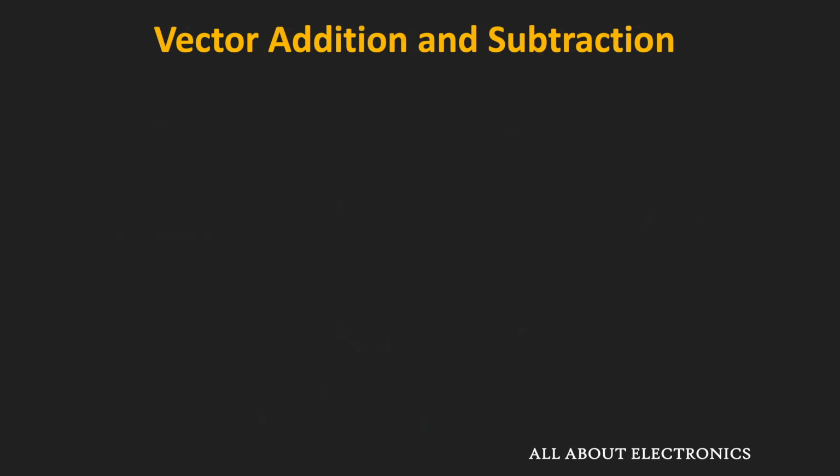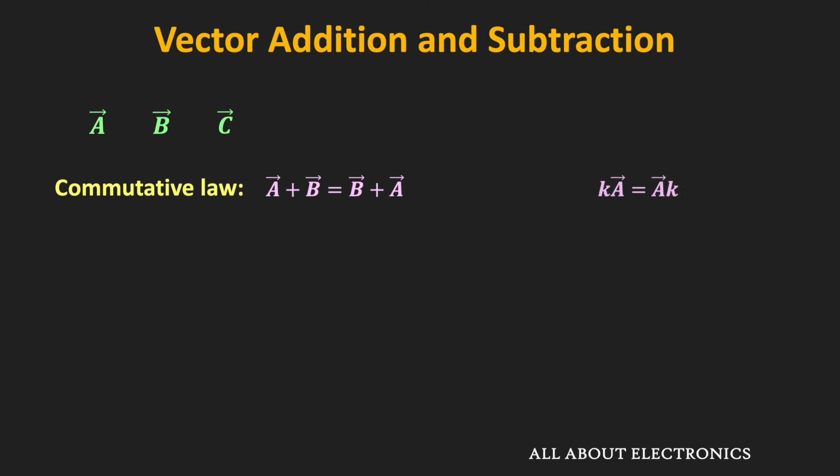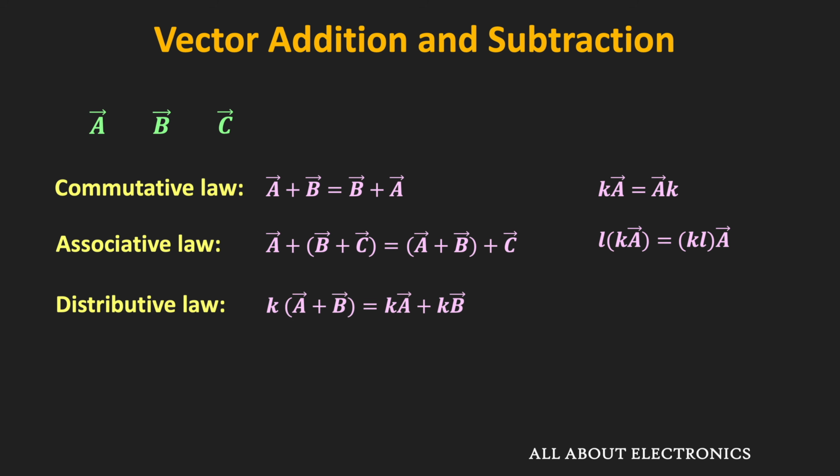These vectors also follow some basic laws of algebra. Let's say we have three vectors, a, b and c. For these three vectors, these are the commutative law, associative law and the distributive law. As you can see, the basic laws of algebra are also followed by these vectors. But among these laws, the commutative and the associative laws are applicable only to vector addition, because as you know, vector subtraction does not follow these two laws. So in this way, the addition and the subtraction are performed on vectors.